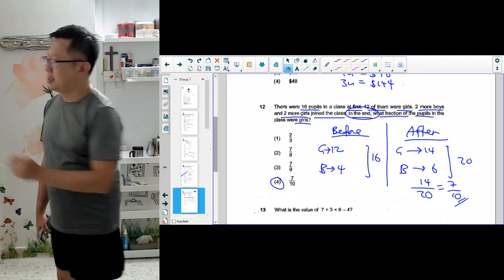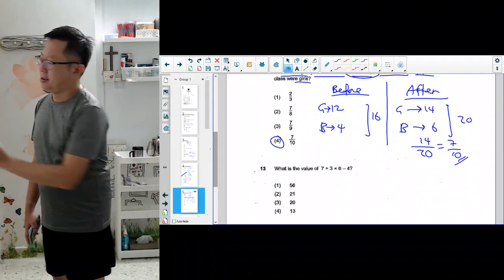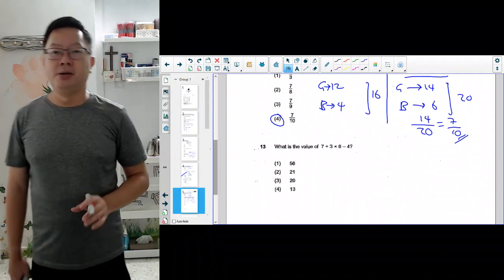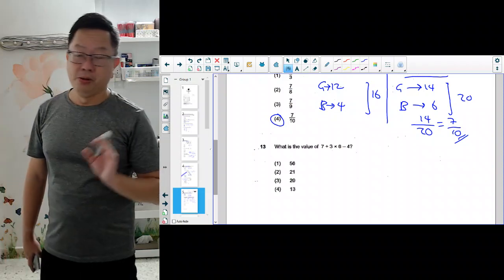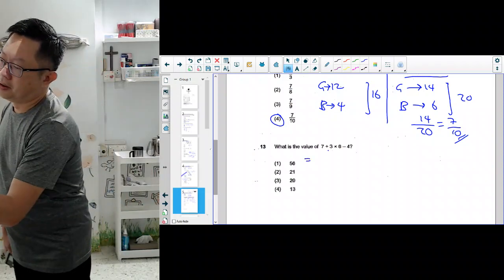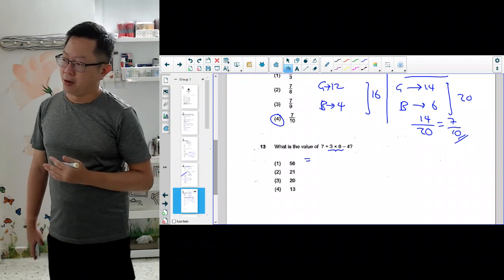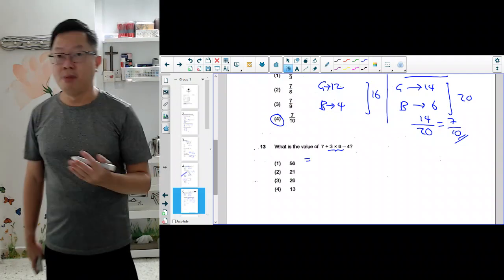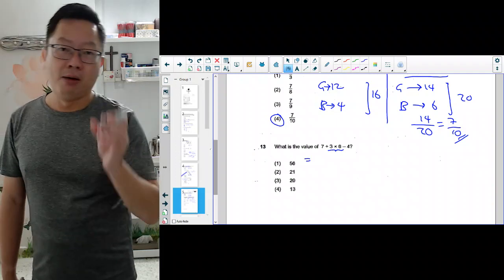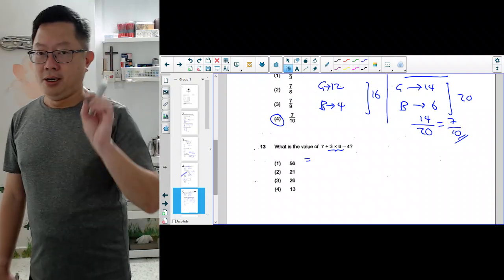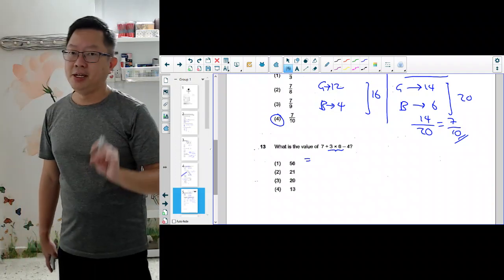Okay, next one, question 13, your 4 operations. So you have a plus, times, and minus. Which is the more important one to do? You do the times first. So whenever I have equation questions like this, or whenever I have 4 operations in a question, I will put an arrow sign to show that is the first thing that you must do.